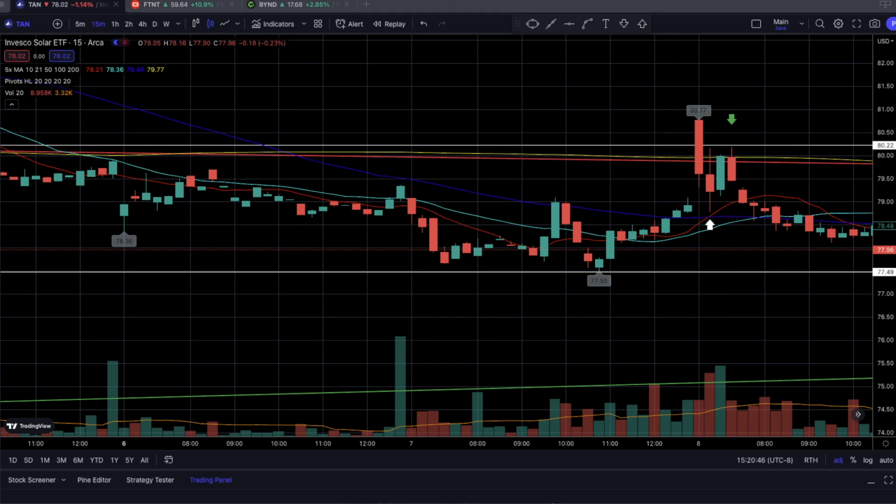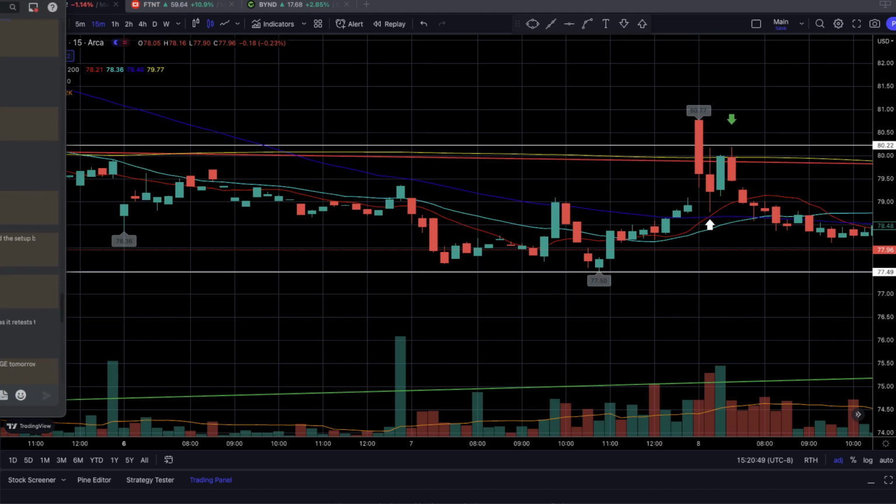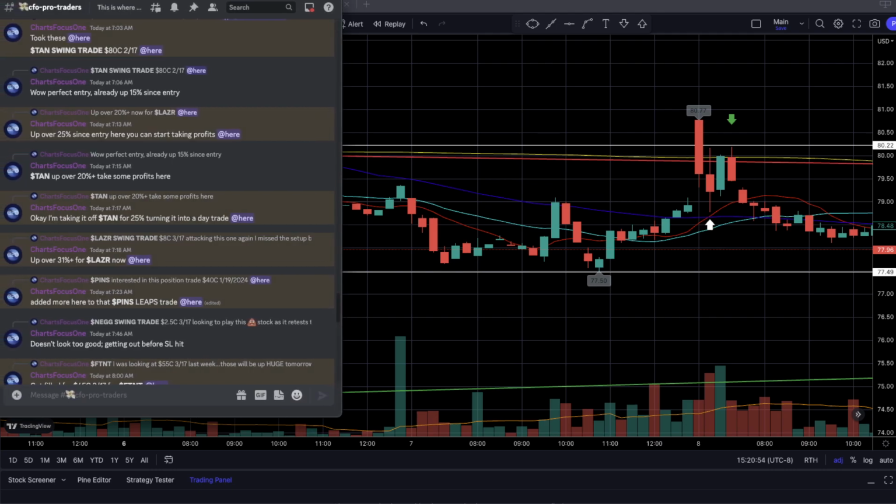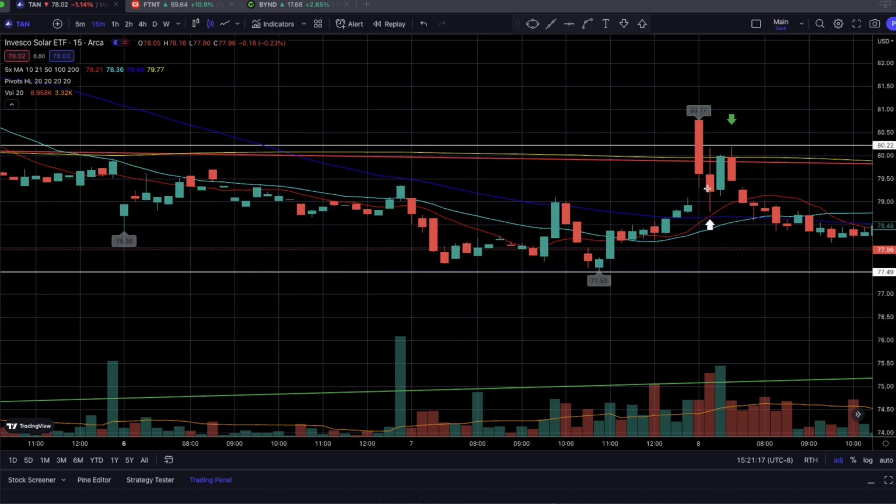So here is the CFO Discord. Like I said, 2 out of the 3 trades were originally intended to be swing trades, and TAN was the first one. So around 7:03 a.m., I messaged TAN swing trade, 80 strike call contracts that expire on February 17th. And that was exactly near $79. Personally, I got in slightly underneath it, so around 78.90-ish.